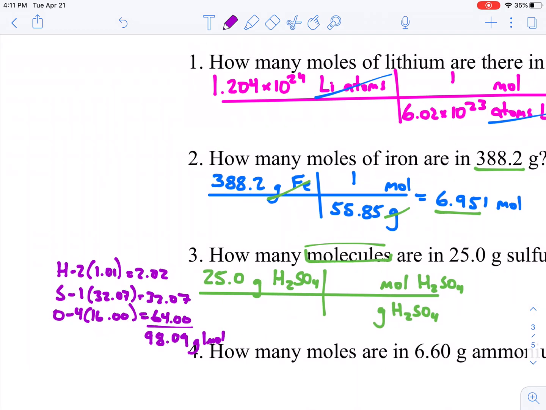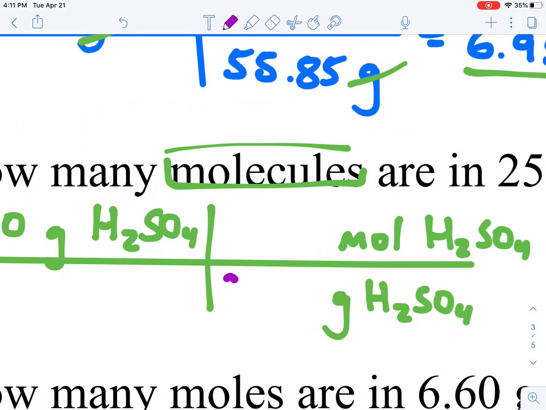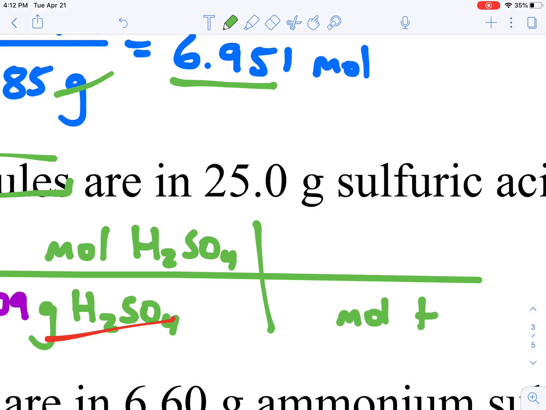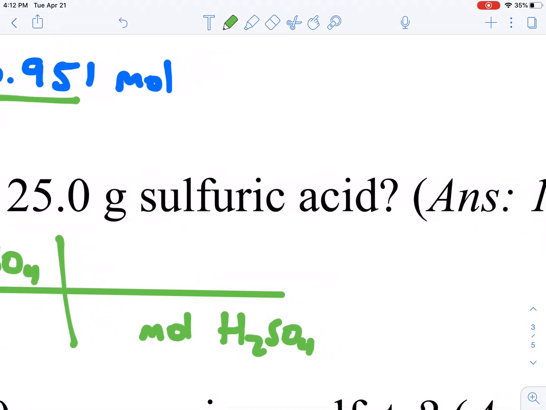So we can plug that in here. We know that for H2SO4, it is 98.09 grams for every 1 mole. This was a good move because grams of H2SO4 cancel. Let's see where we can go next. We want to know molecules. We're currently in moles. We know what unit should go down here. Moles of H2SO4 needs to go on the bottom in order to cancel. We are ultimately trying to get to molecules on top.